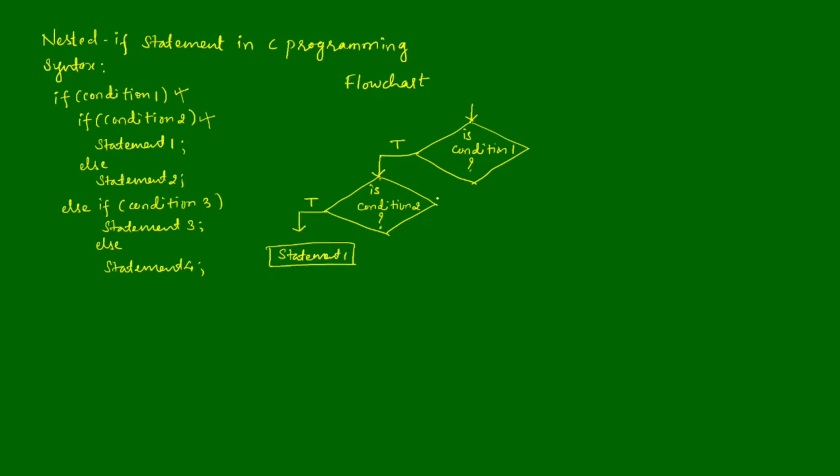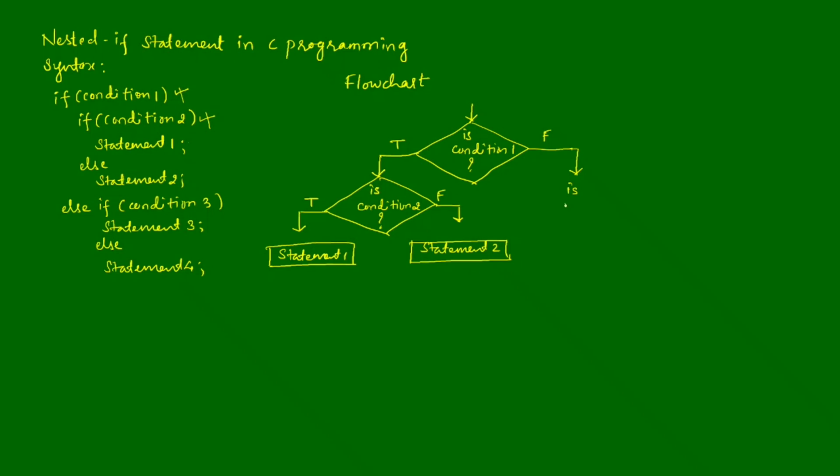What is going to happen if condition number 2 is false? Then statement number 2 will get executed. So here I'm going to write if it is returning false value, then statement number 2 must get executed. Put it in a rectangular box. What is going to happen if condition 1 itself is false? Directly control jumps to else if condition 3. Here I'm going to write if condition 1 is false, then we have to check out condition number 3.